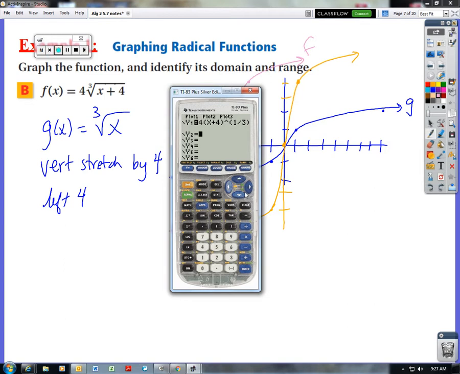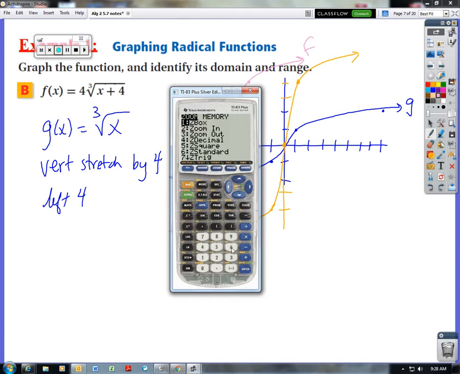The other way you can do this is you can use the math button and do the cube root. So here, I'll go back and do that. So we'll do 4, and then math 4 for cube root of x plus 4. Both of those are going to be identical. If I go to my table, you'll see you have the same values.